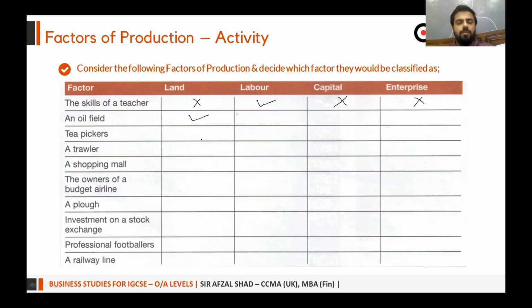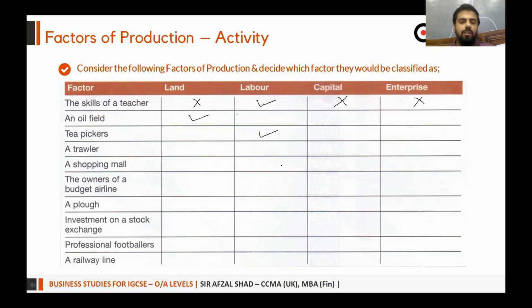Tea pickers. By tea pickers, we mean anyone who is plucking the tea leaves from the plant. If a machine is plucking, you could say it's capital, but actually it's not the machine, it's the people who are plucking the leaves out of those tea plants. So basically, they are general labor. They are humans.